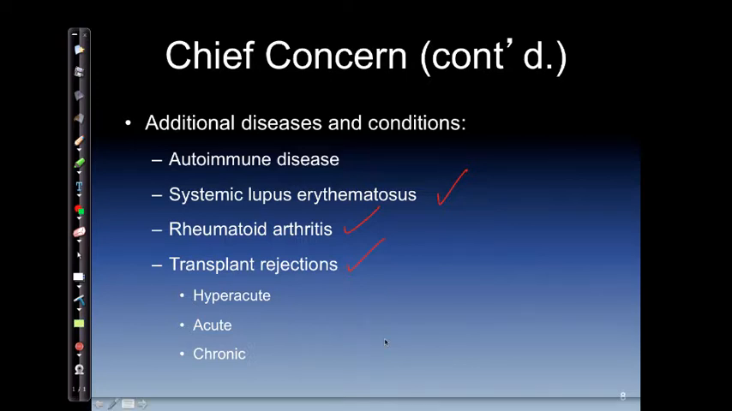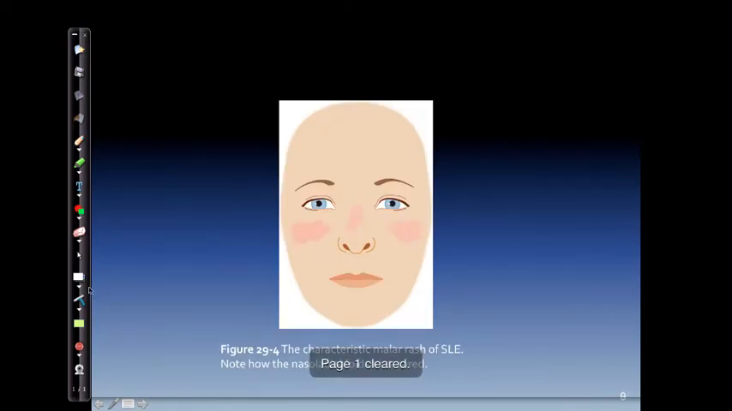Let's clear this off. So this is the characteristic malar rash of systemic lupus erythematosus. And it says, note how the nasolabial folds are spared. And that would be these here, where you normally make wrinkle lines by smiling or with your mouth. The nasolabial folds. They have a reddened look about their nose and cheeks. That's kind of characteristic.